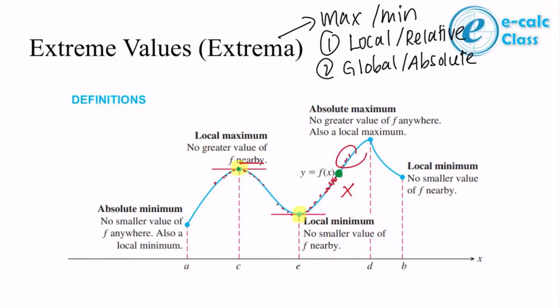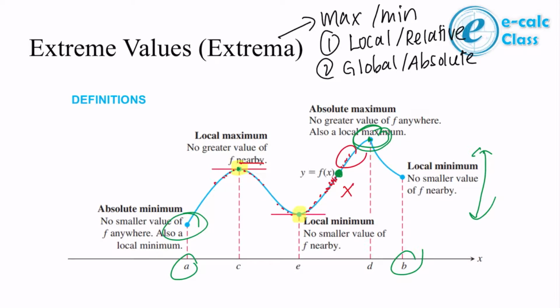Then what about global or absolute maximum and minimum? It's even easier to understand. Global or absolute maximum is the greatest value of y throughout the entire graph. If this function is on a closed interval between a and b, then the highest point, the one at D, is my absolute maximum because it is greater than all the points in the graph. Similarly, point A is my absolute minimum because it is smaller than all the points in this graph.